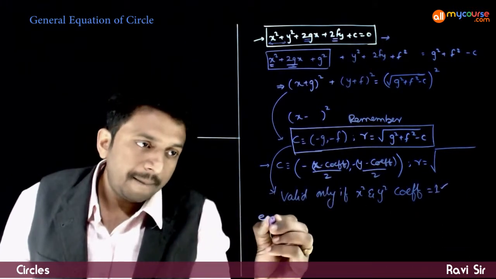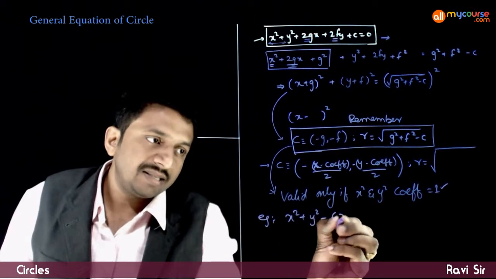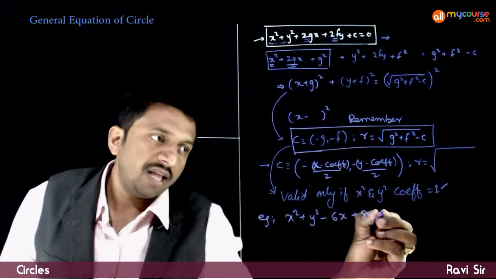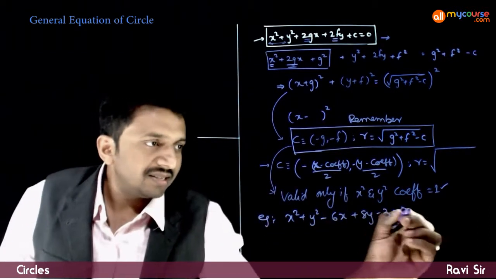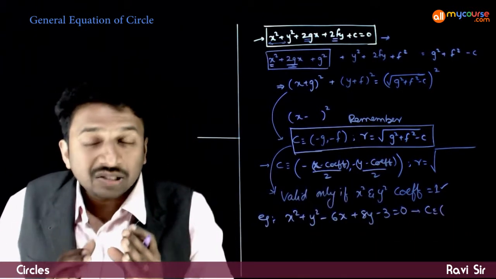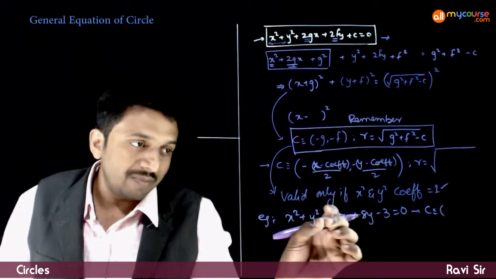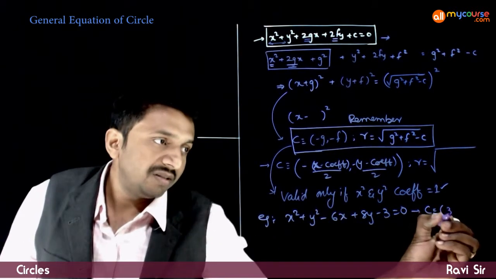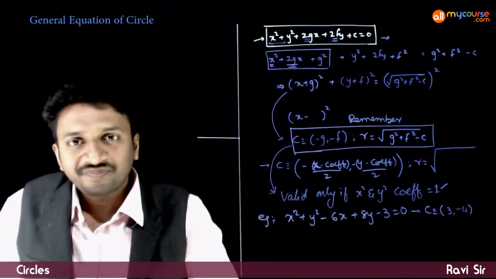For example, x square plus y square minus 6x plus 8y minus 3 is equal to 0. So what is the center of the circle? The center is minus of x coefficient by 2, minus of y coefficient by 2. It is minus of minus 6 by 2, 3, minus of 8 by 2 is minus 4.